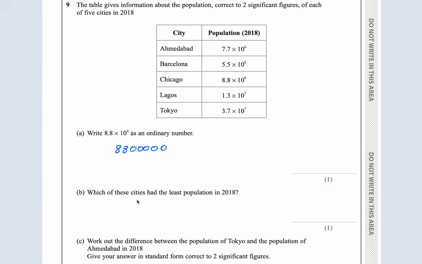Okay, which of these cities had the least population in 2018? Well, for the smallest population, I need to first look at, well, these are all in standard form or scientific notation. So I first want to look at the 10 to the power of 6s, because these two have actually got the bigger populations. So it's either this, this, or this. And Barcelona has the smallest because it's 5.5. So the answer is Barcelona.